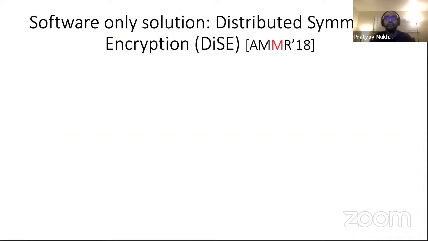So in 2018, I, along with Shashank, Payman, and Peter, proposed this solution called distributed symmetric encryption, or DiSE.